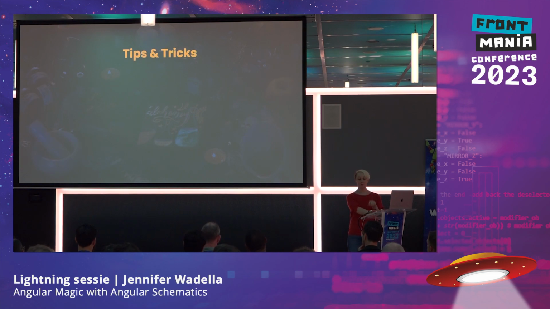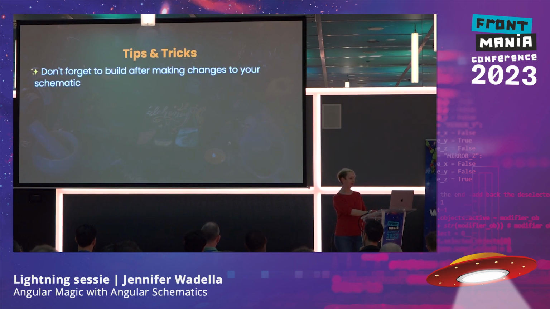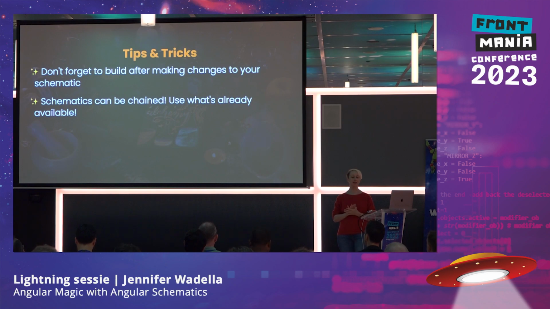A couple of tips and tricks for effective schematic development. Again, I mentioned this, don't forget to build after making changes to your schematic. Schematics can also be chained. I don't know if anybody uses the tool NX, but they rely really heavily on Angular schematics and wrapping those schematics. So bear in mind, you can go and look, why write that code when you can just chain it and do what you want with it?